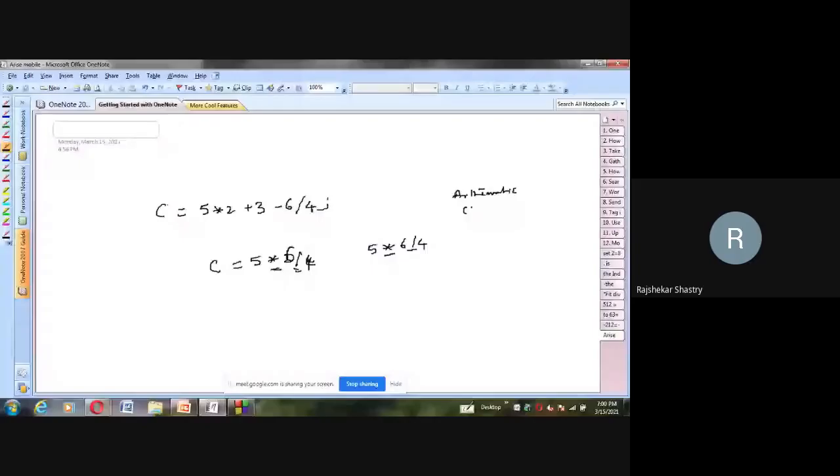Among the arithmetic operators, the first priority, or precedence, is given to the brackets. And multiplication, division, and modular division, these three are given second priority, or second precedence.